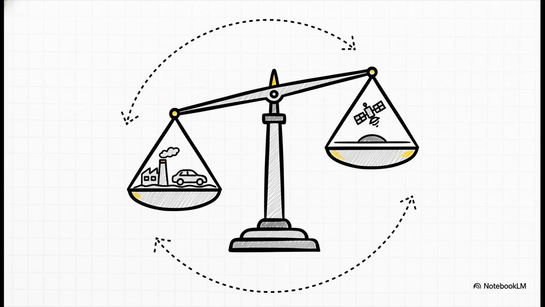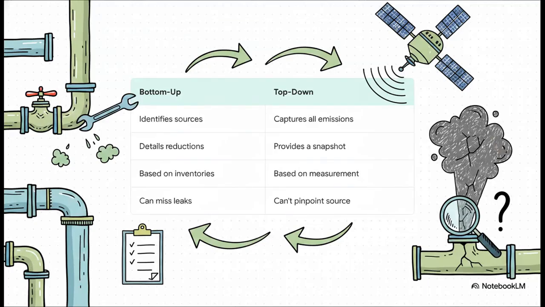It's all about using them as a system of checks and balances. When you compare the two, you can start to really nail down the numbers and get a much clearer picture of what's going on. Yeah, this table really shows you how well they complement each other. The bottom-up method is fantastic for policy because it tells you exactly which source is the problem, which valve you need to turn. But the top-down measurement can spot things the inventory would totally miss, like a massive hidden leak from a pipeline you didn't even realize was there. One method tells you what you know is there, the other tells you what's actually there.